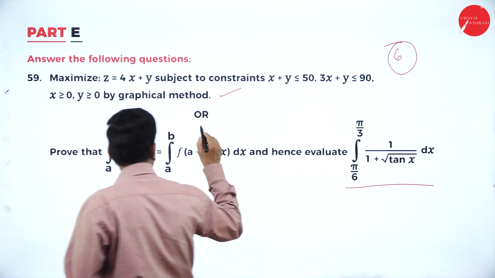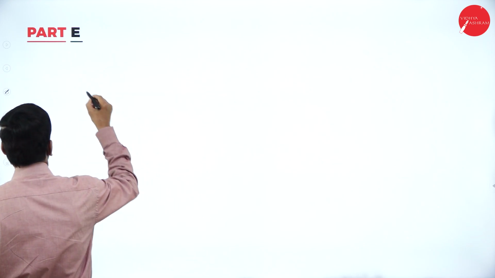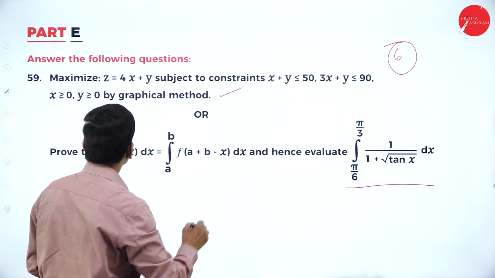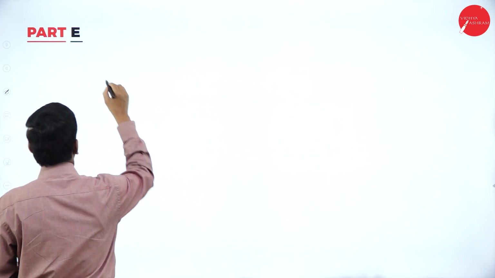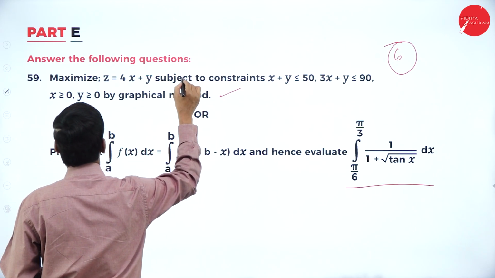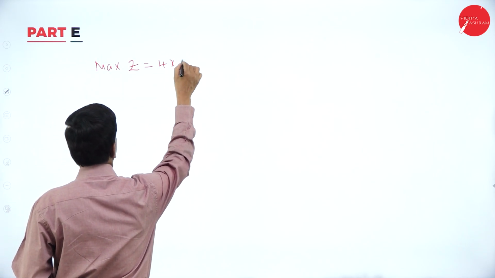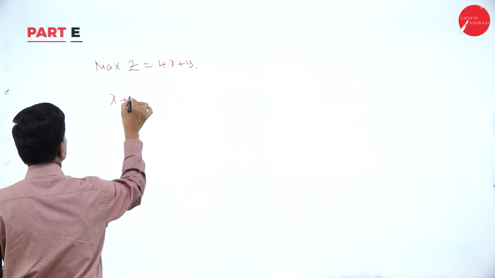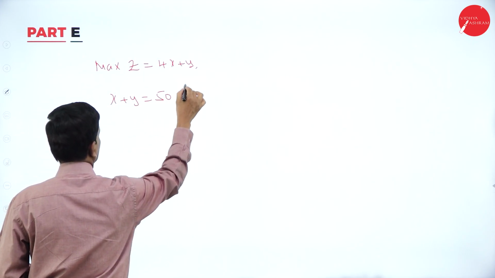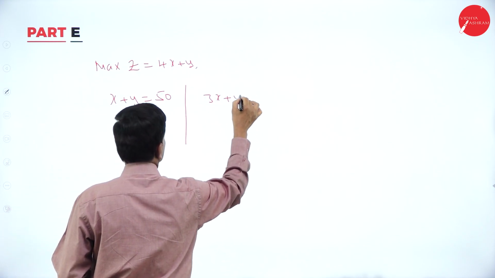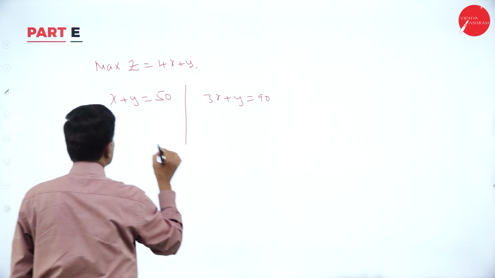Let me solve the LPP problem. What is given here? What is the objective function? Maximize z, max z is equal to 4x plus y, subject to constraints. What are the linear inequalities? x plus y equal to 50. Another one is 3x plus y equal to 90. Very simple.